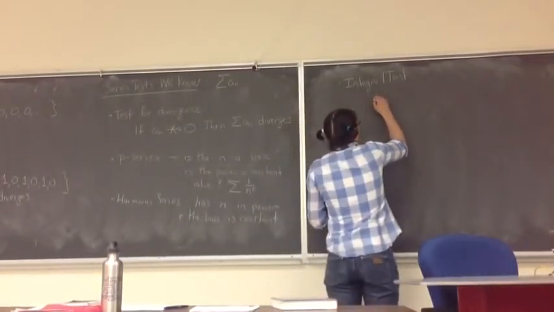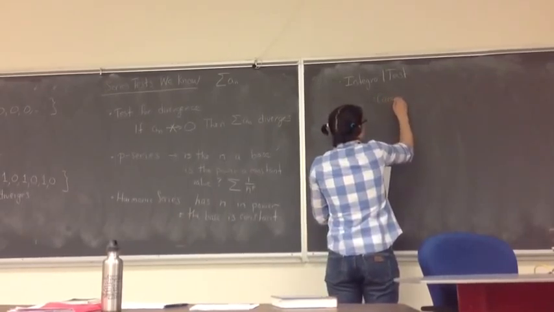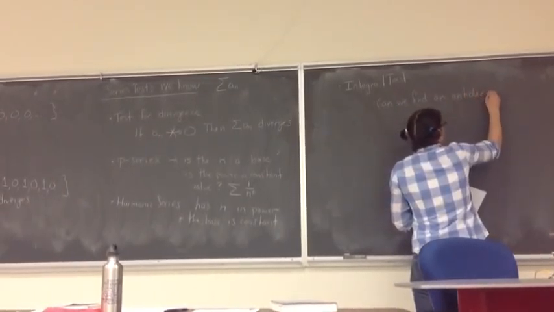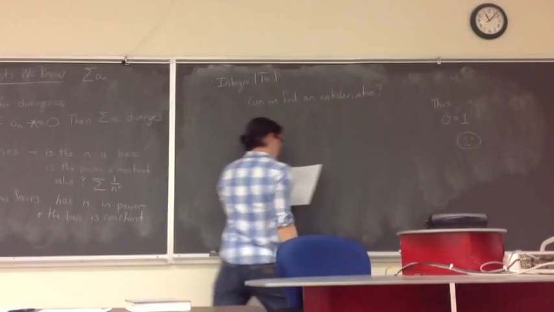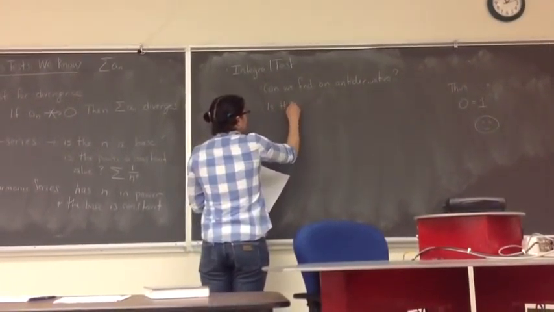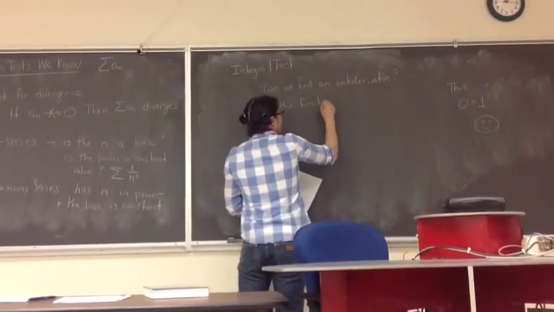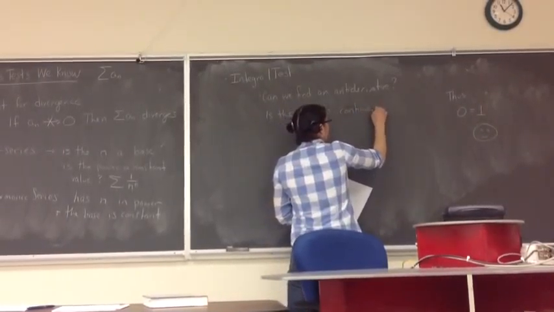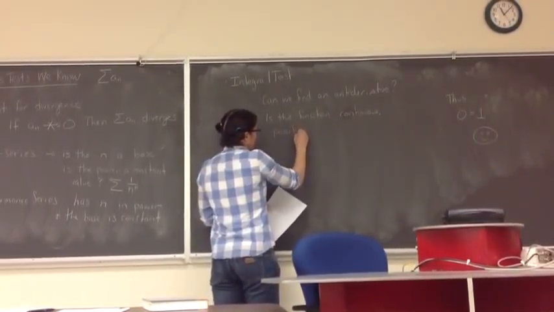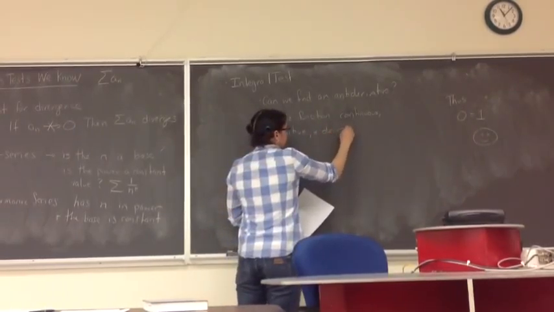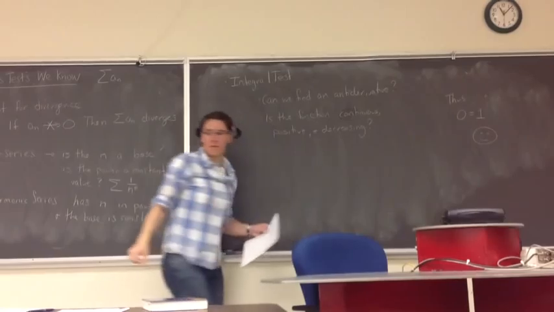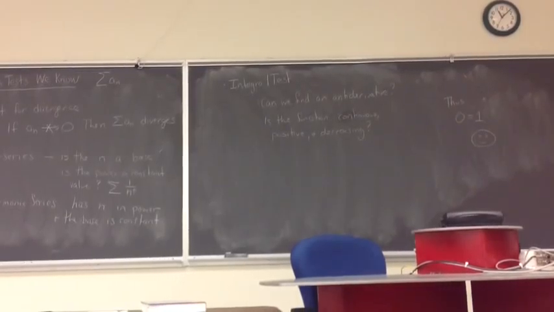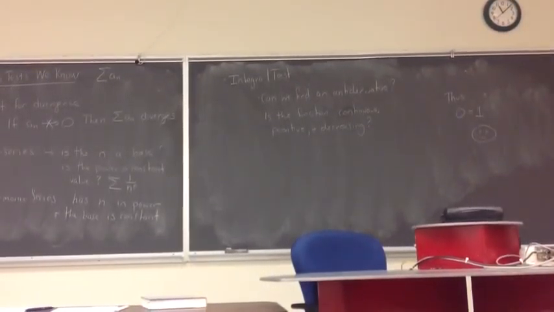And so with the integral test, the thing we want to ask is, can we find an antiderivative and is the associated function continuous, positive, and decreasing? Okay, so these are all of our tests thus far. We have 4 tests: the test for divergence, p-series, harmonic series, and integral test.